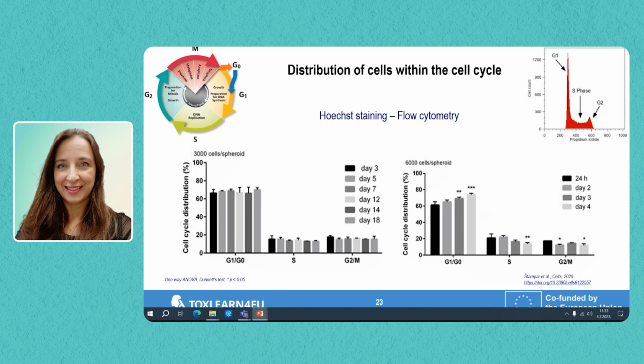What we did, we measured each day how many cells we have in the G0, G1, S, and G2M phase. You can see that in smaller spheroids, there was not much of a difference between the days, up to 18 days of culturing. But in a larger spheroid, you can see that there is an increase in the G0, G1 phase. So we have more cells on account of a reduction of cells in the S and G2M phase. So why is this happening? What effect is this reflecting?